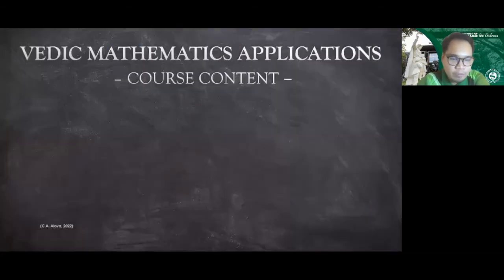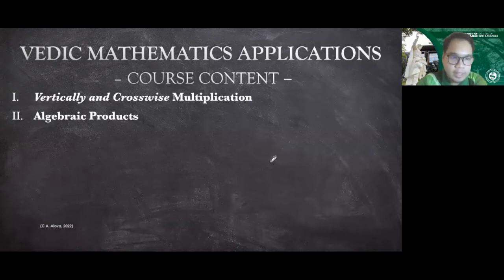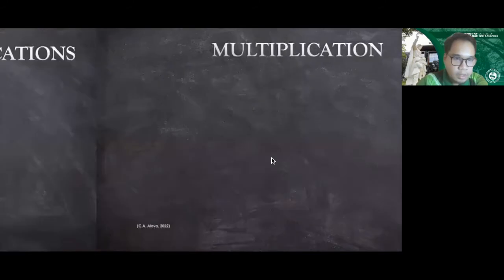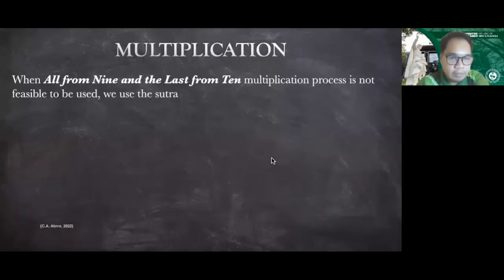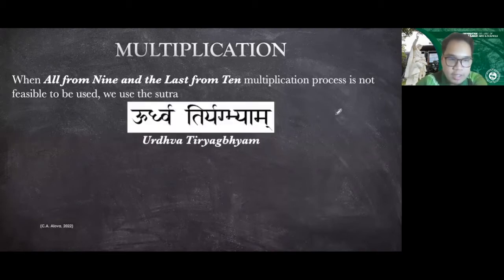So this workshop of mine will have this course content. We're going to have vertical and crosswise multiplication, and at the latter part we're going to apply this vertical and crosswise multiplication to multiplying algebraic products. When all from 9 and the last from 10 sutra, the multiplication sutra or method itself, is one of the specialized methods in Vedic mathematics. If it is not feasible to use this sutra, then we use the sutra Urdhva Tiryagbhyam. In Sanskrit, we have this script, and in English that is vertically and crosswise.